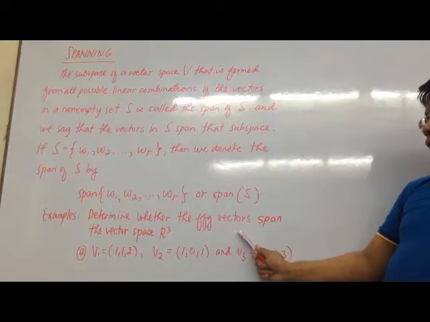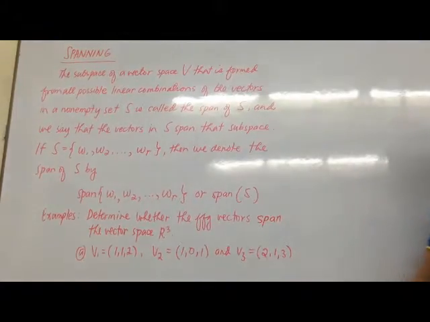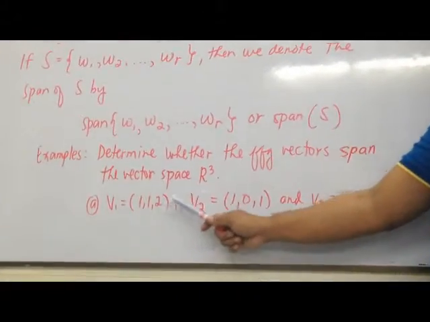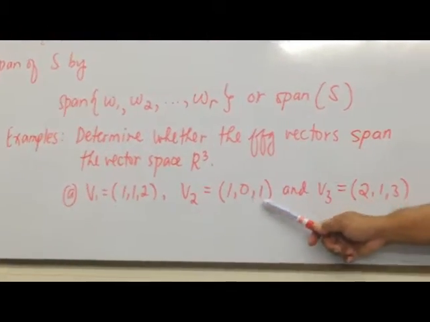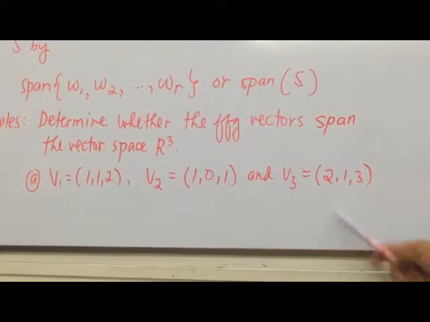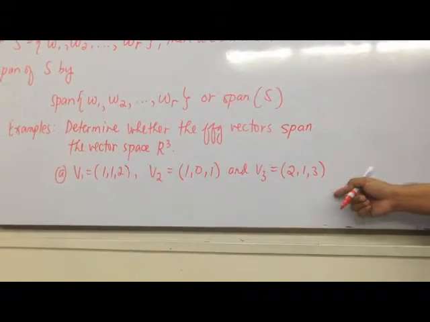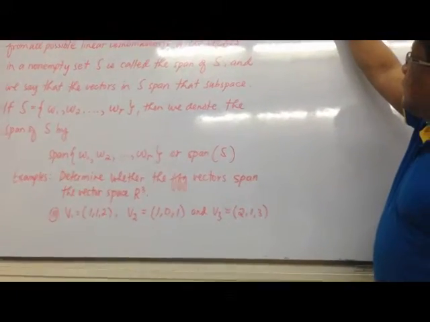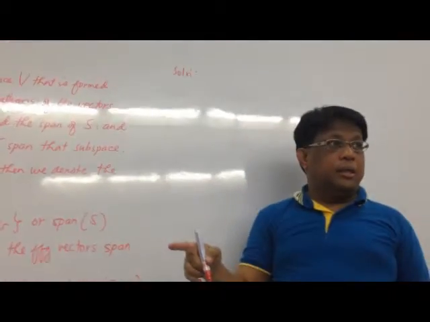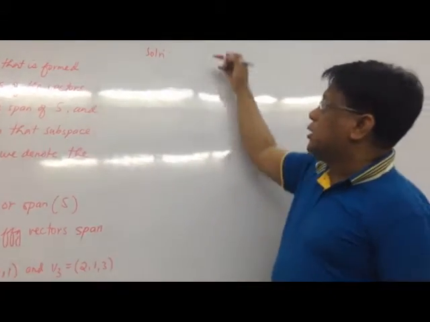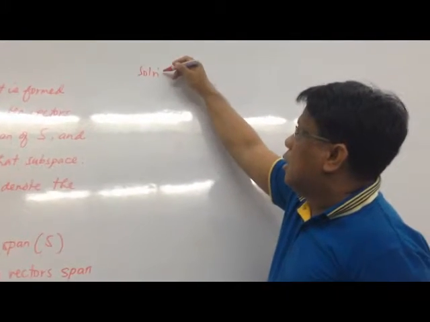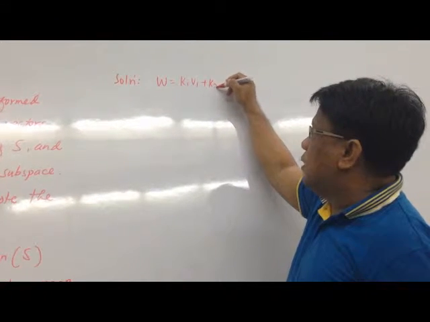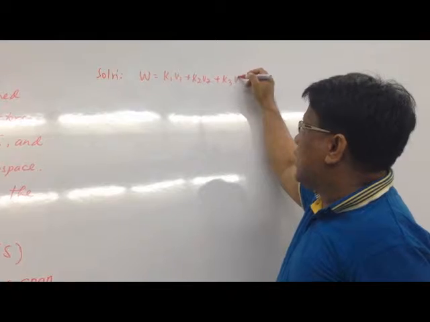Determine whether the following vectors span the vector space R3, where we are given three vectors represented by V1, which has components 1, 1, 2, V2 has components 1, 0, 1, and vector V3 has components 2, 1, 2. So in order for us to determine whether these vectors span the vector space R3, we'll make use of the previous equation that we have used in the linear combination, class. And that is, we have W equals K1 times V1 plus K2 times V2 plus K3 times V3.